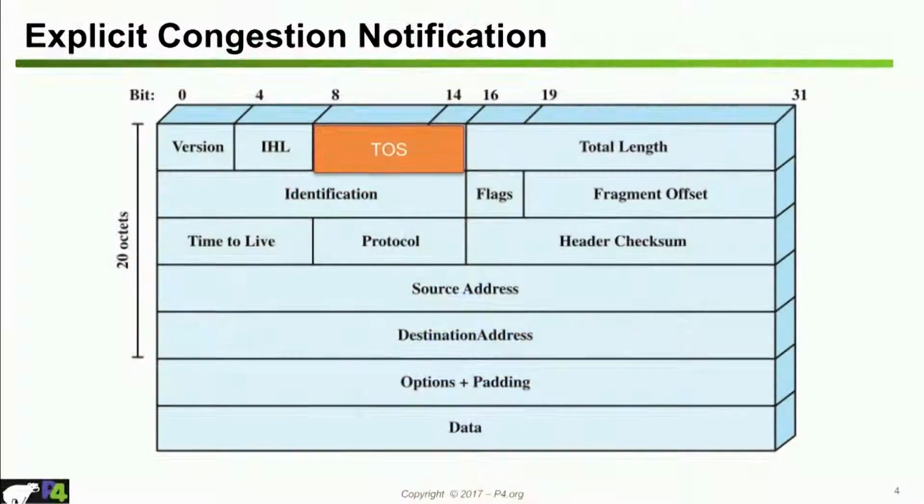In the first exercise, we want to implement explicit congestion notification by setting some bits inside the IPv4 header. Here's a picture of the IPv4 header. Inside the header, we have 8 bits that we call type of service bits, or TOS, that are marked as yellow on the slide. The first 6 bits of these 8 bits are actually used for differentiated services that we're not going to work with in this exercise. But the last 2 bits are called ECN bits, or explicit congestion notification bits. And these bits can be used for communicating congestion notification between the host and the switch.